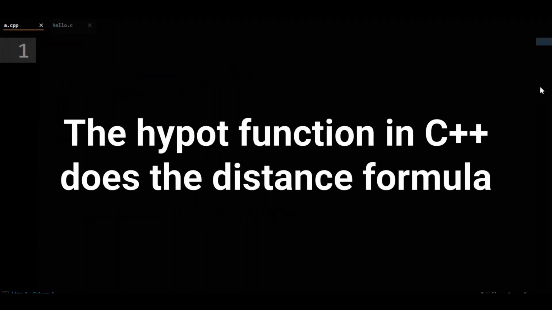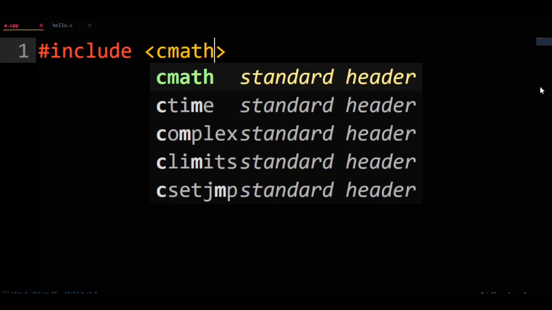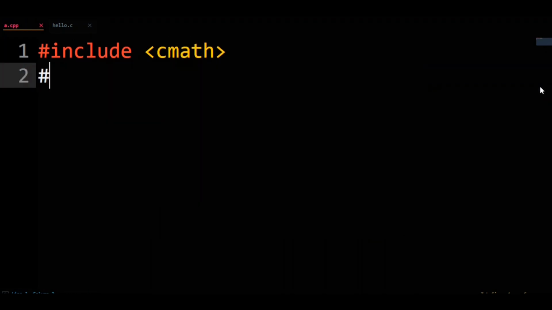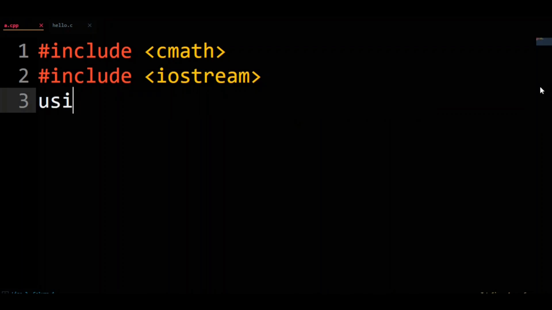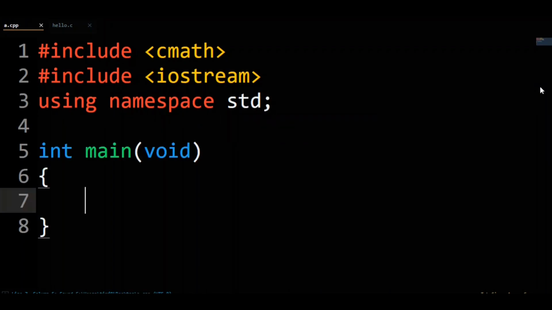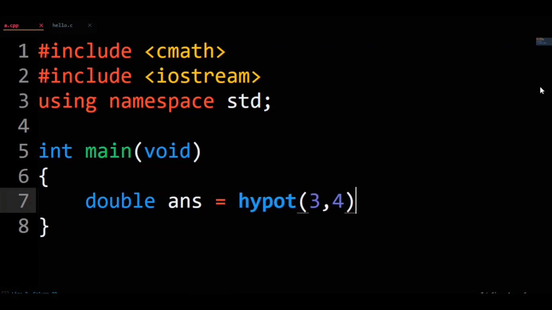The hypot function in C++ basically does the distance formula. Hypot is in the cmath header file, so we will #include <cmath> as well as including <iostream>. Finally, we will do using namespace std. Hypot returns a double, so our answer will be double ans = hypot(3, 4).